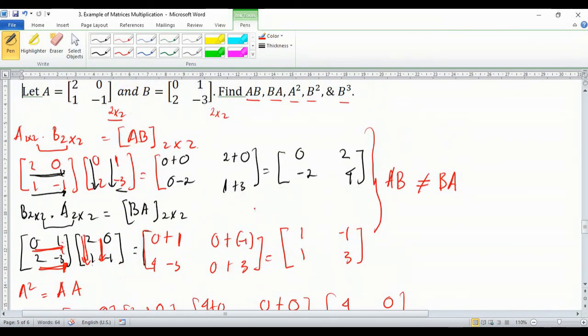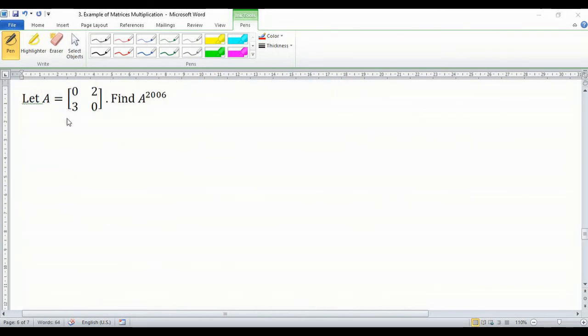So you need to find the rest of them, B square and then B cubed, everyone. Let A be the matrix 0, 3, 3, 0 with dimension 2 by 2. You need to find A power 2006. Okay, before we find A power 2006, we need to first find A power 2, everyone.